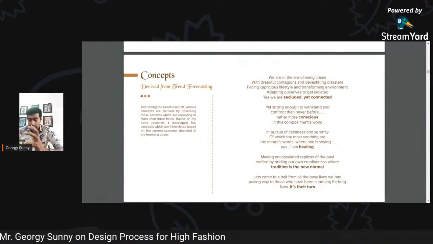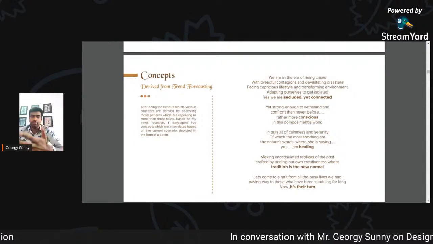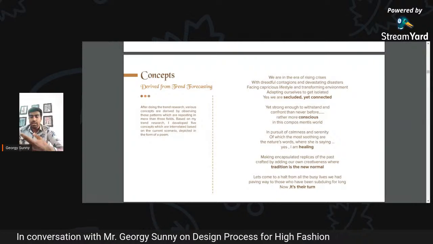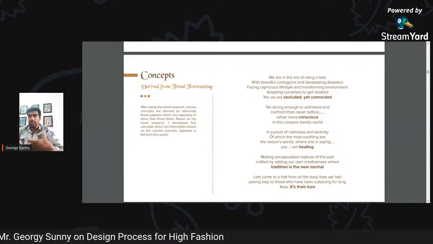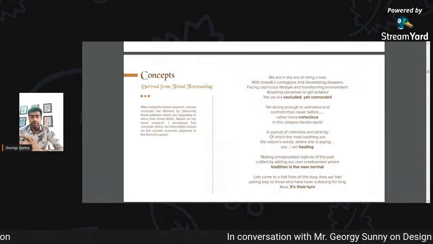So from the concept, she started working on it, because we as designers need actual stuff, like we need to develop product. From the story, we need to start narrating and creating products. So she developed five concepts and she started working.